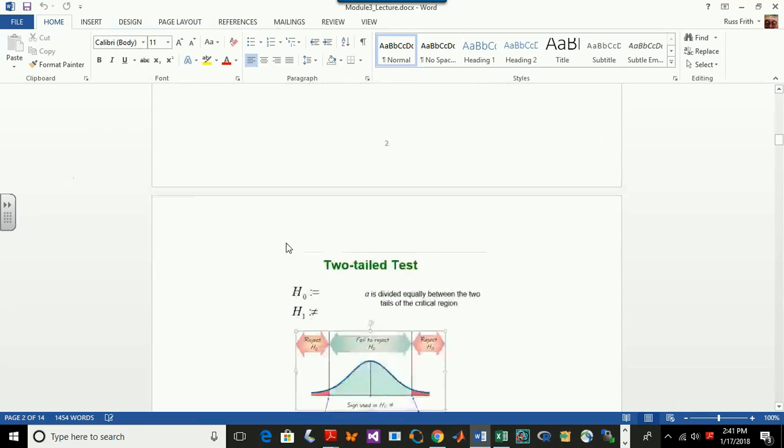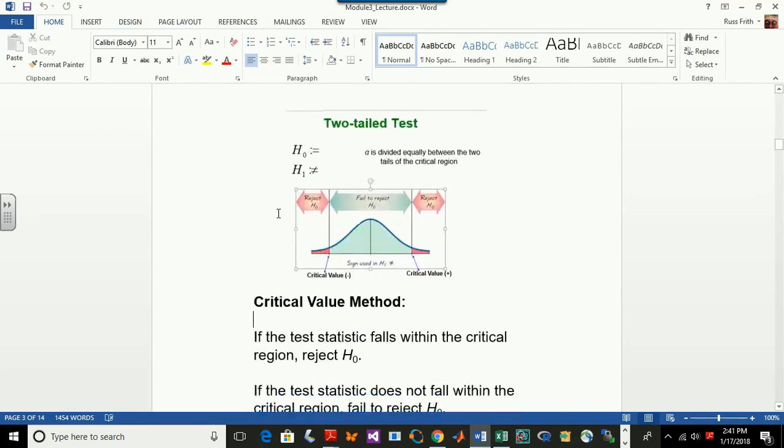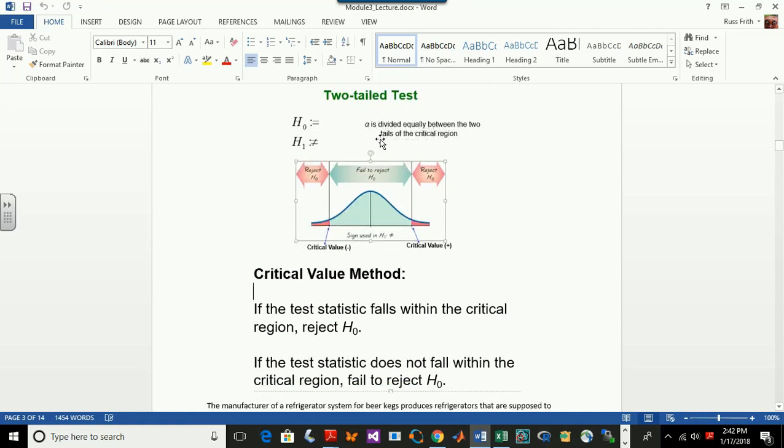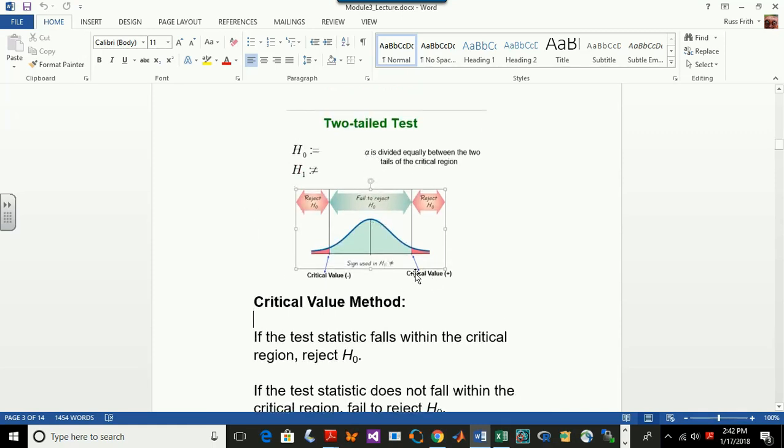What's next? We have this so-called two-tailed test. A two-tailed hypothesis test is formulated using this symbology. You have the null hypothesis, which is equal to something, and then the alternate hypothesis, which is not equal. Two-tailed tests are always characterized by the alternative hypothesis exhibiting a not equal sign. If it exhibits a less than or greater than sign, then it's a one-tailed test. Alpha is divided equally between the two tails of the critical region. You use this alpha to calculate these critical values.